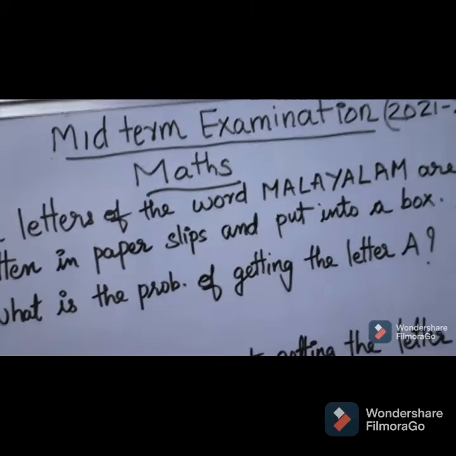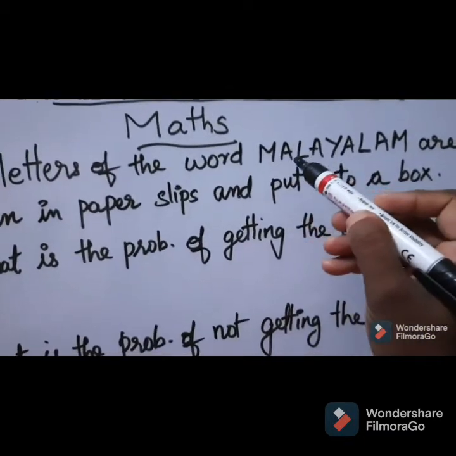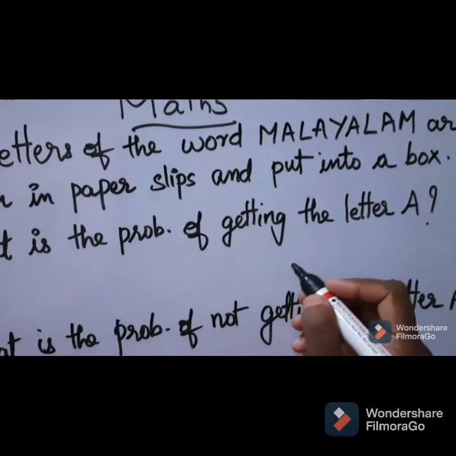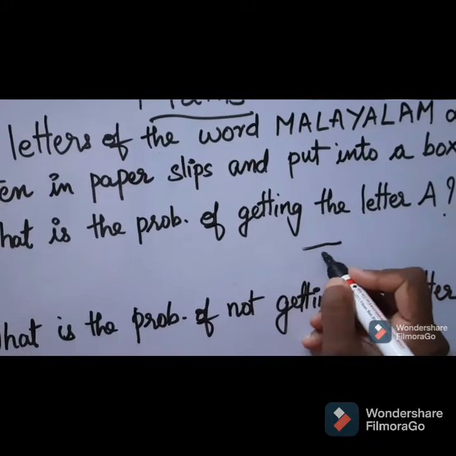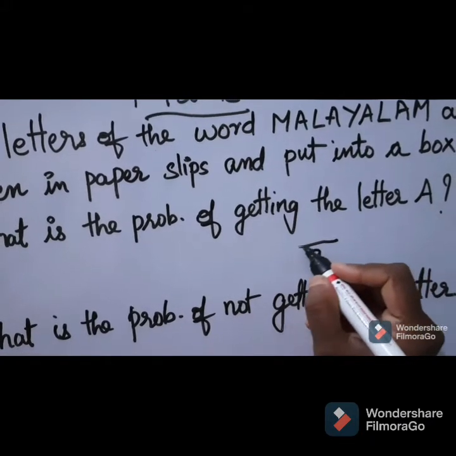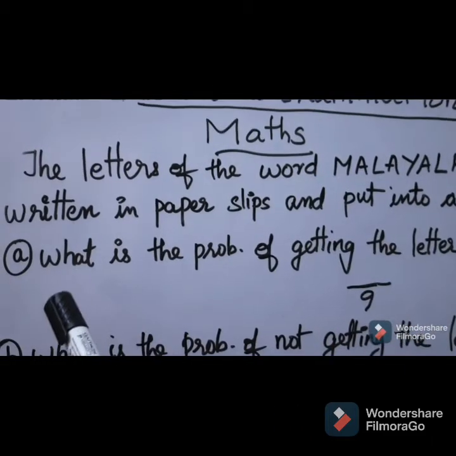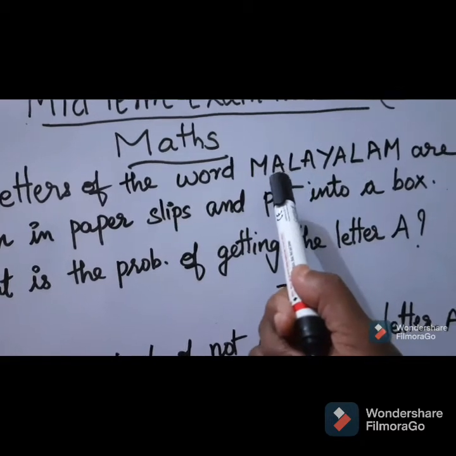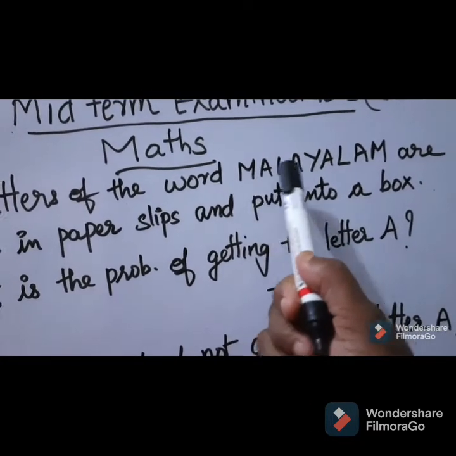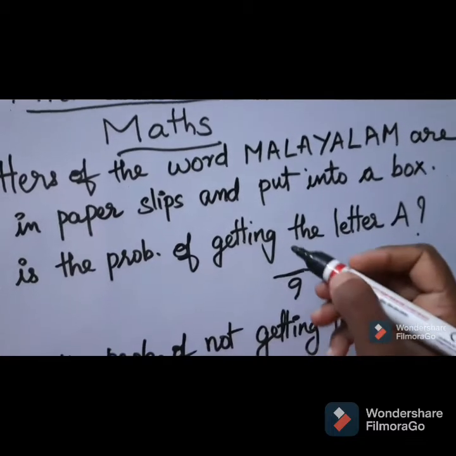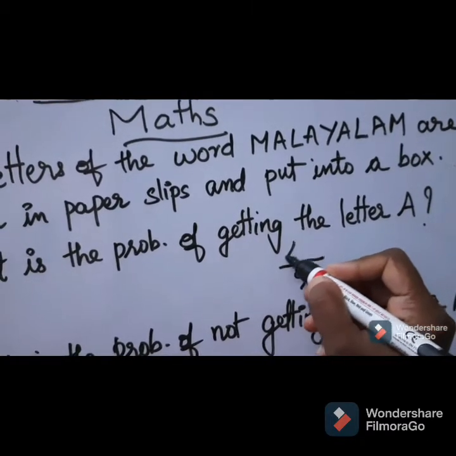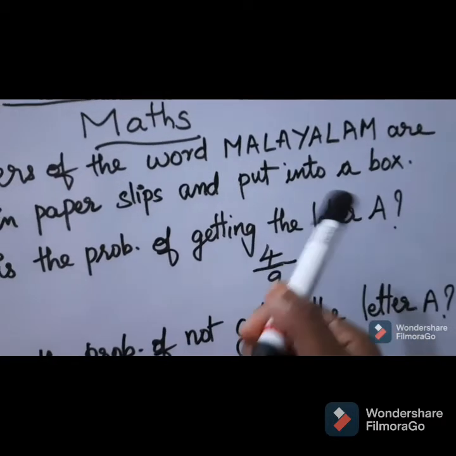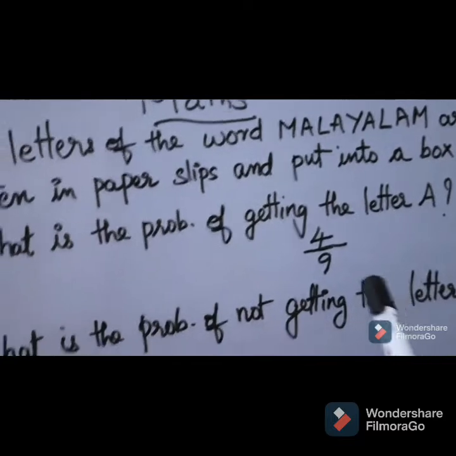Here, how many letters? 1, 2, 3, 4, 5, 6, 7, 8, 9 letters in total. So 9 letters means we will write down 9. And the question is, what is the probability of getting the letter A? How many A's? 1, 2, 3, 4. There are 4 A's. So the probability of getting the letter A is 4 upon 9.